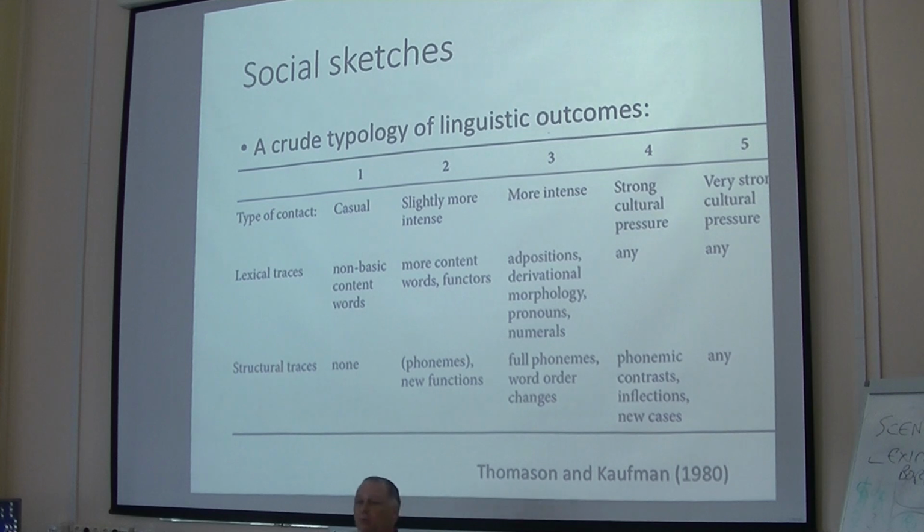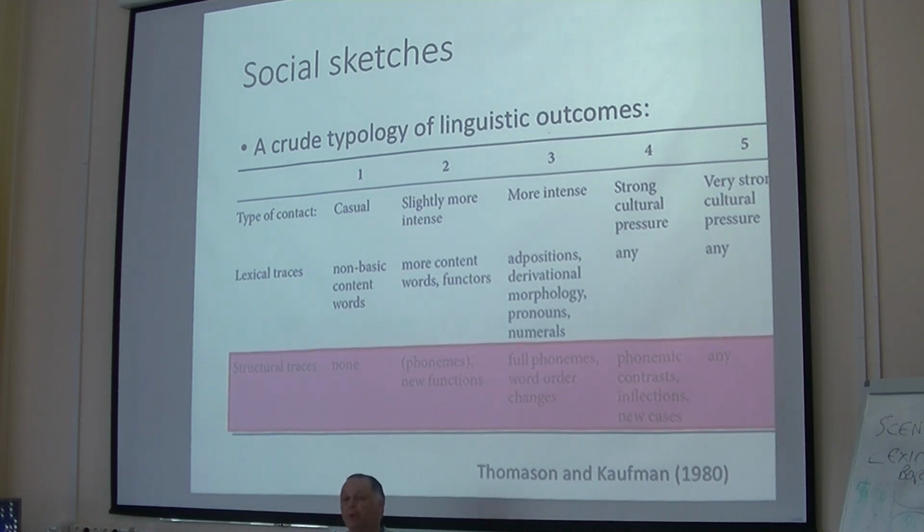Thomason and Kaufman came up with a typology of what goes on under a scale of 1 to 5 of language contact. And really we're interested in that bottom part. The part where, again, we could observe this typologically. We can observe this even after lexical replacement has gone on.